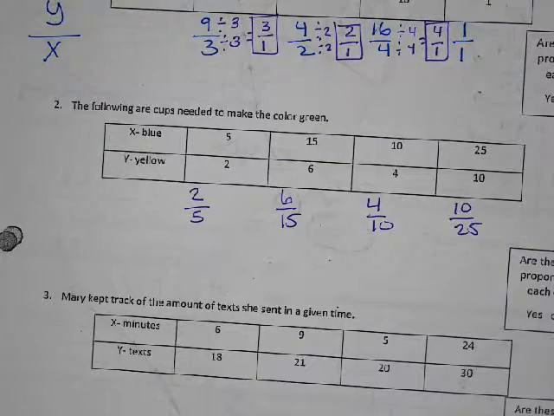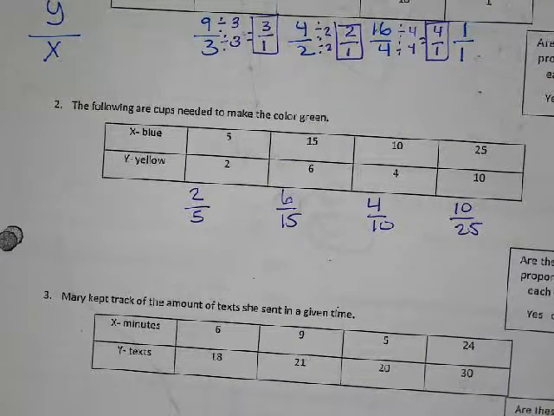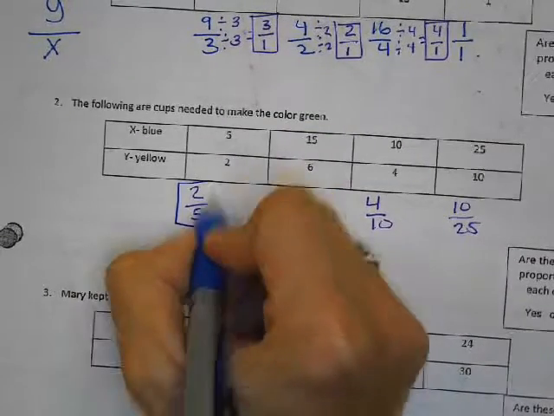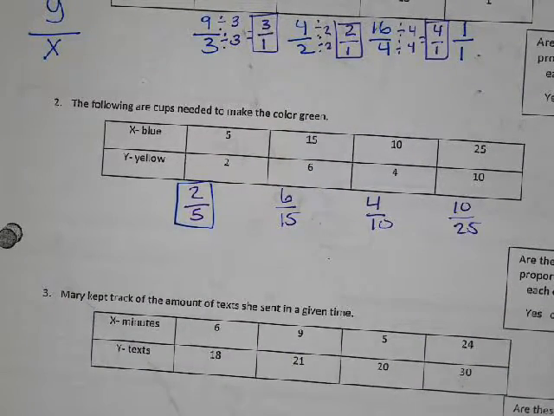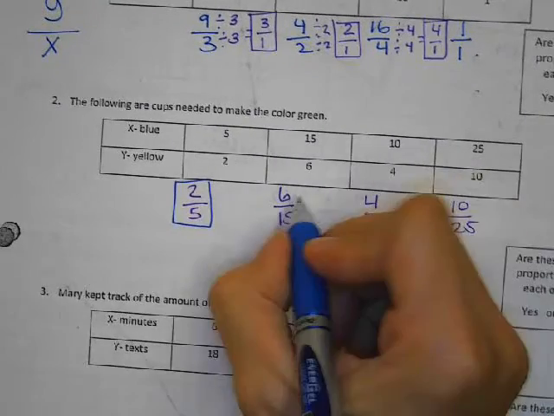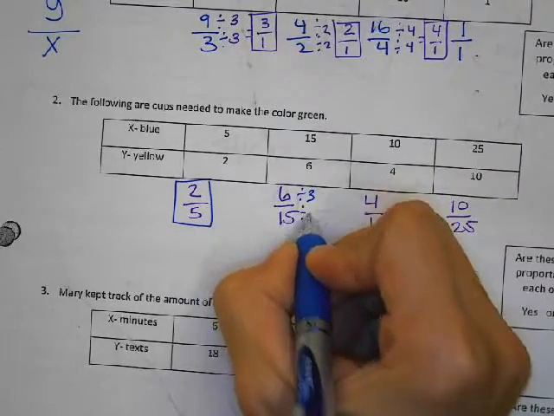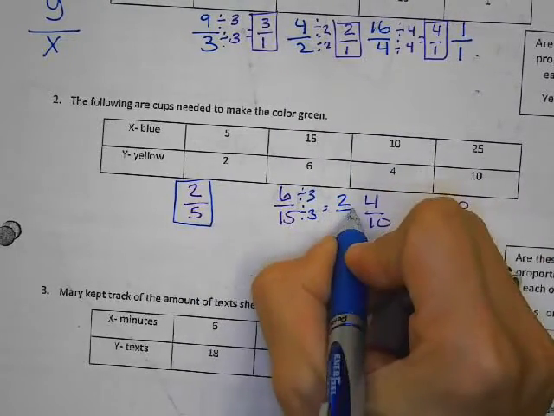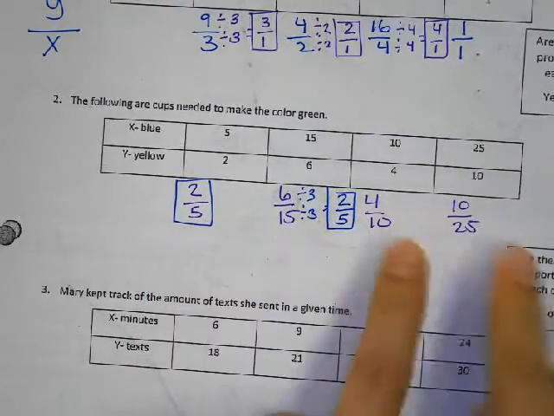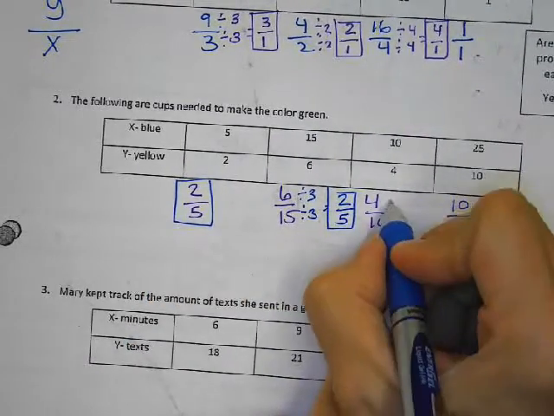You can use a multiplication table to simplify. What can I divide 2 and 5 by? Nothing. So we're going to put a box around that. That means it's completely simplified. You can't do anything with it. 6 and 15: what can I divide by? Good. Show me. Box it in. Do they match? Okay, let's keep going. Everything has to match.